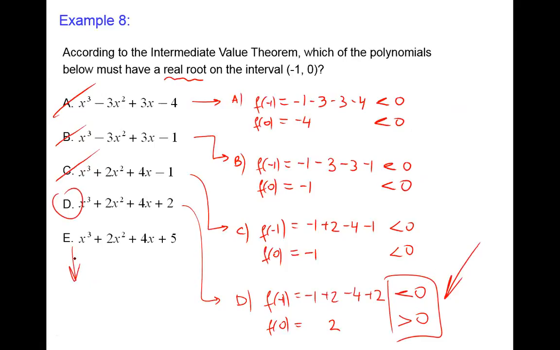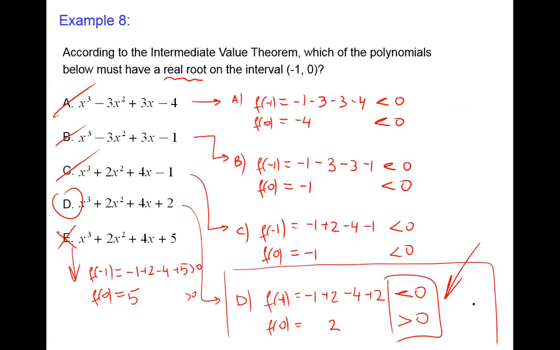If I were on the test, I would still test this one, just in case I make an arithmetic mistake. That means this is 5, and this will give me negative, positive, negative, positive. Both of them are positive. Also not good. Please remember, we want one value positive, one value negative, either way. This means that connecting them, I will go through the x-intercept, a real root of the equation.